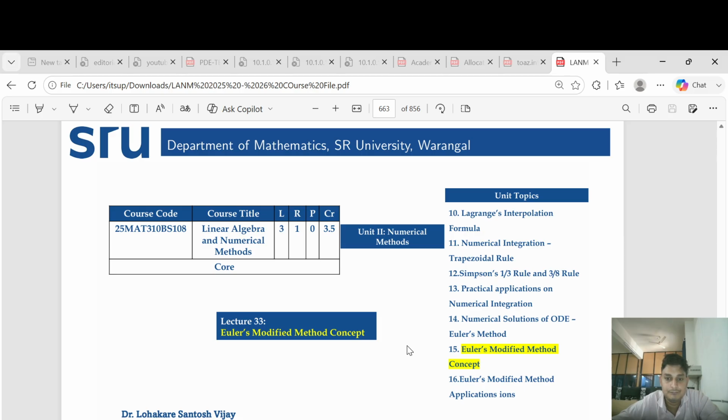So, in today's lecture, myself, Dr. Ankit Kumar, will explain Euler's modified method concept. In today's lecture, I will describe how we solve different types of differential equations by using Euler's modified method.